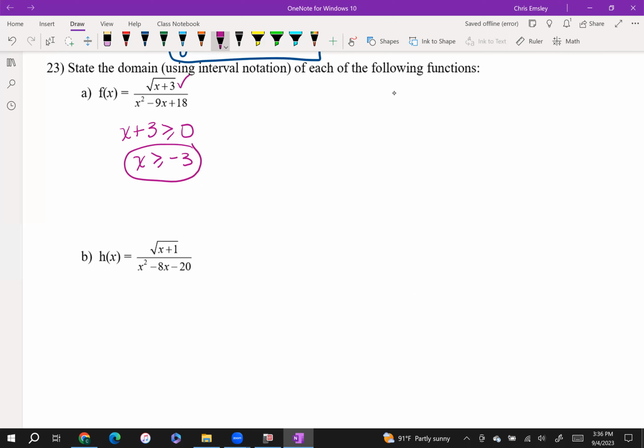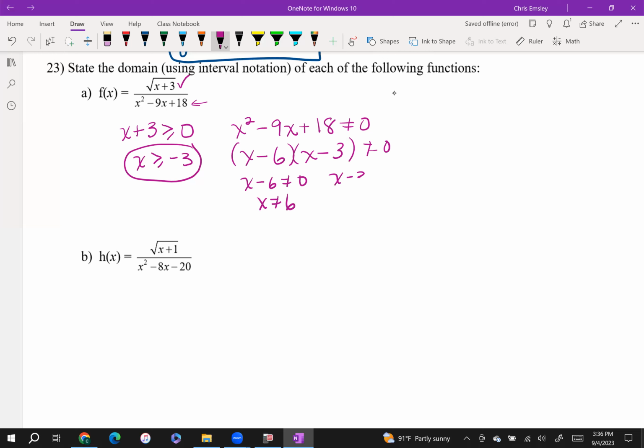But we also have to watch out for the bottom here. We also have to make sure that the bottom of that fraction is never equal to 0, because division by 0 is undefined. Well, let's factor this one. 18 would be 6 times 3, and to get a -9, we need them both negative. So we have to make sure that x minus 6 is not 0. And we also have to make sure that x minus 3 is not 0.